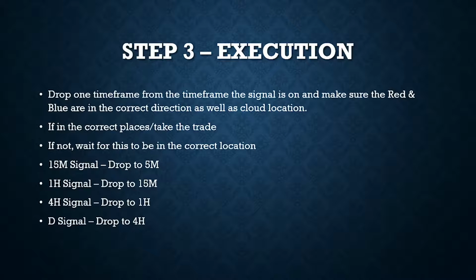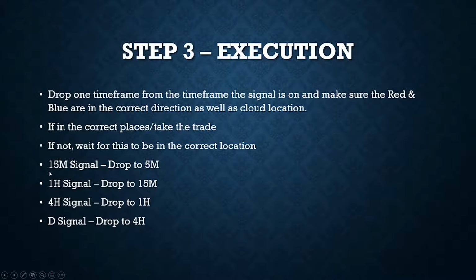If both of them are in the correct direction, in a sell situation, red is below blue and we are below the cloud. In a buy situation, red is above blue and we are above the cloud. If everything is in the correct location, you can take the trade. You can execute your position. However, if not, if one of them is off or if both of them are off, you have to wait for this to be in the correct location, and then you can look to execute the trade.